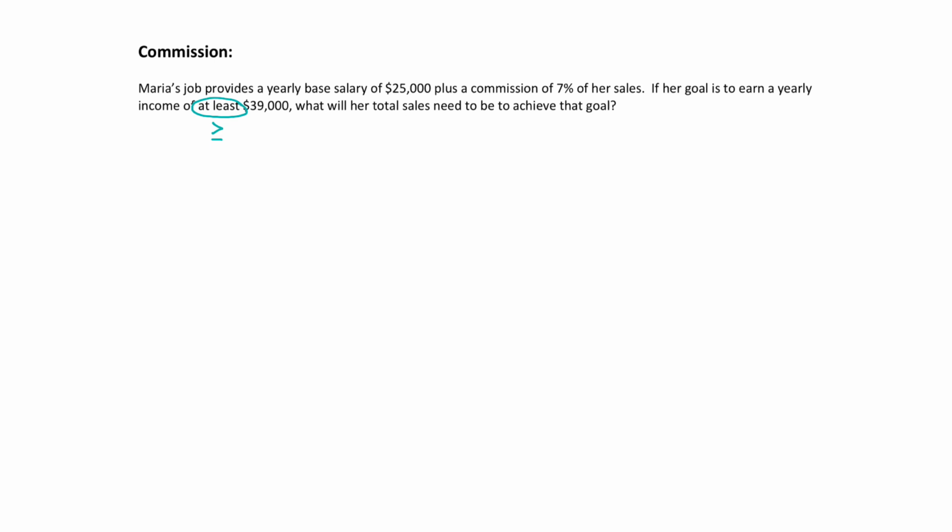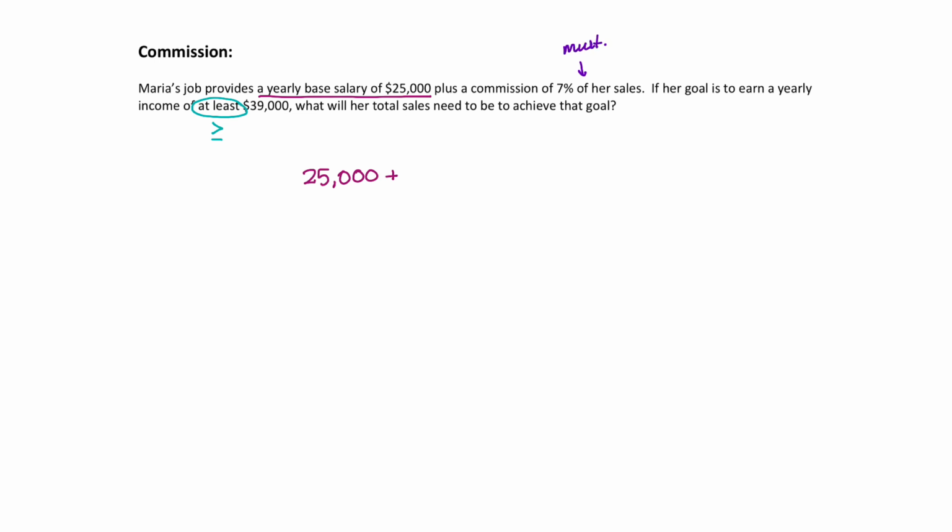Okay, so let's set up the rest of this. Yearly base salary of $25,000. So she starts with the 25,000 no matter what. And we're going to add on to that. That's why it says plus a commission of 7% of her sales. Of, in this case, is multiply.